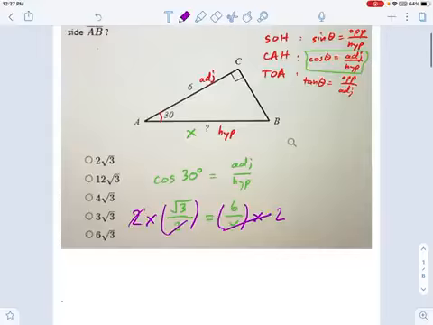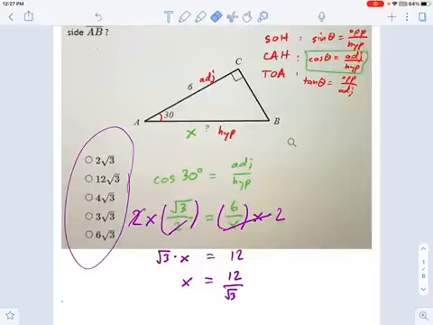So now, look at what you get. You have radical 3 times x equals 2 times 6, which is 12. Simplify that by dividing each side by radical 3, and we get 12 divided by radical 3. Great, that's what the missing side is that we want. Oh no, it's not here. So there's something else going on, which is that you also need to know how to rationalize a fraction.